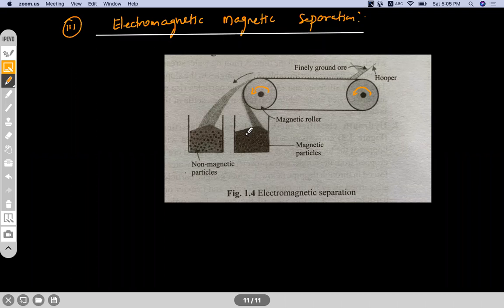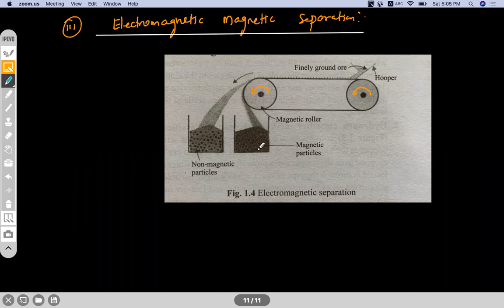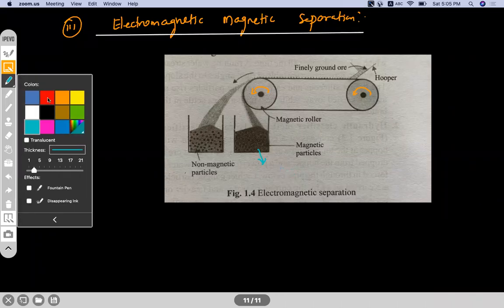So ore is magnetic over here. You see, the magnetic particle is the ore. This is ore. And this one is gangue. So like this, the gangue and the ore particles are separated by the electromagnetic separation method.